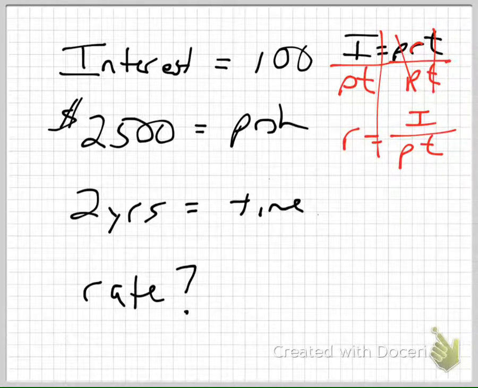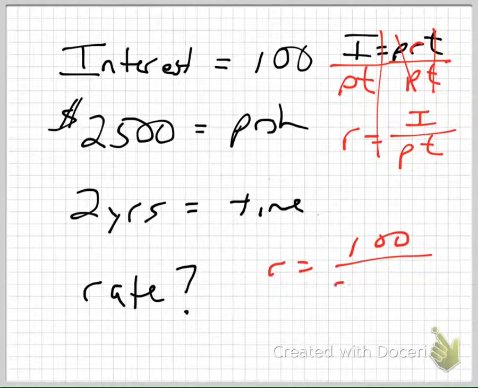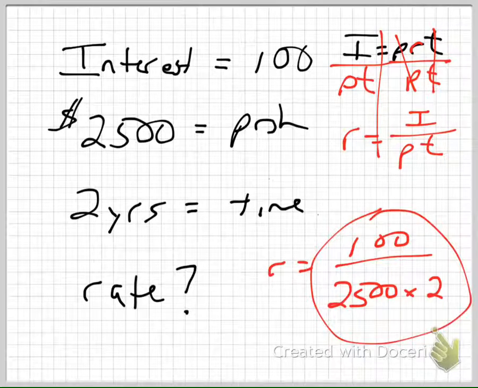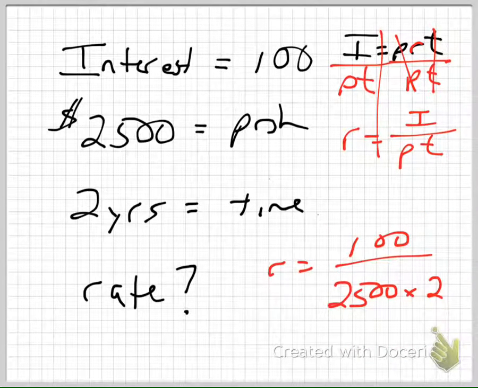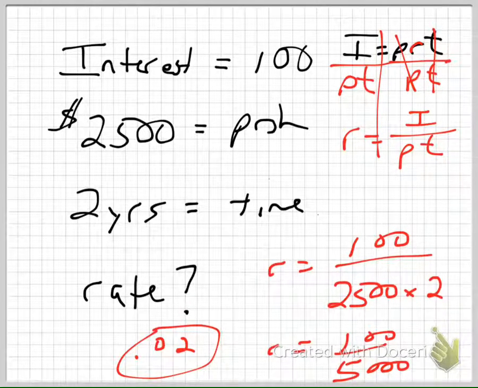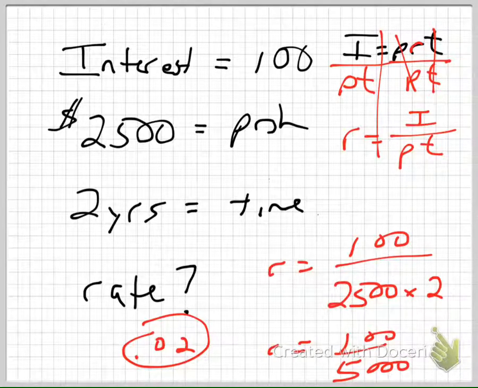Plug this stuff in, people. What is the interest? How much did I make? 100. What is the principal? 2,500 times, what is the time? 2. Is that simplified? No. What is 2,500 times 2? 5,000. Rate equals 100 over 5,000. What is 100 divided by 5,000? Put it in the calculator. 0.02. What does 0.02 mean if I'm looking for the rate? Percent. How do I write that as a percent? You move the decimal over. 2%. The rate in this situation was 2%.